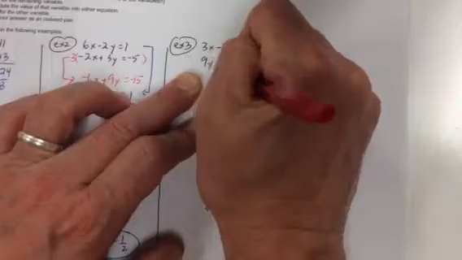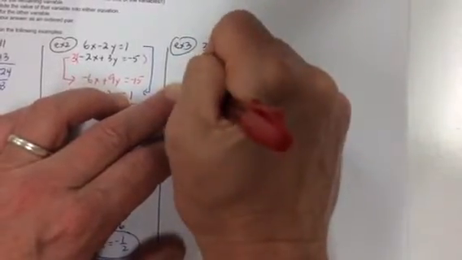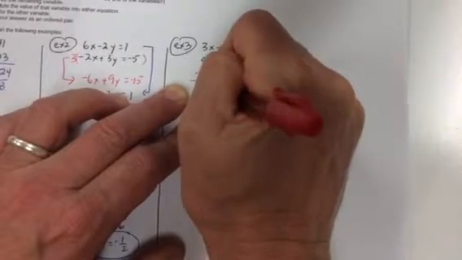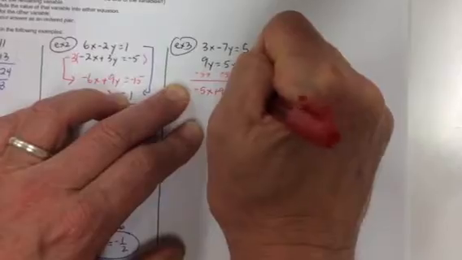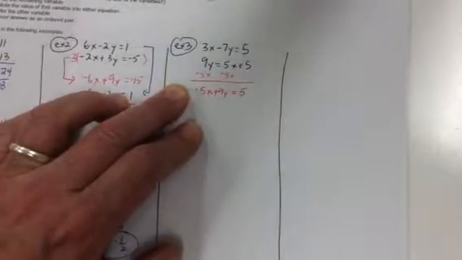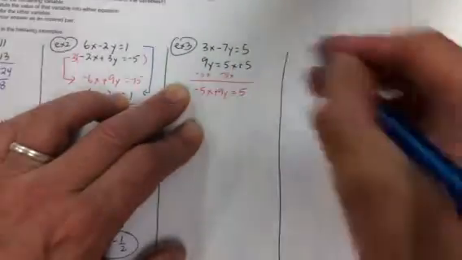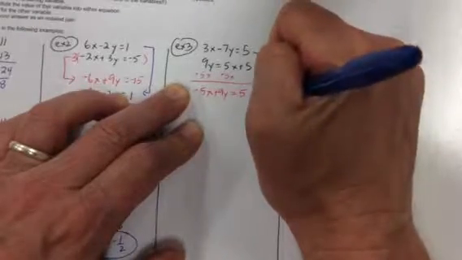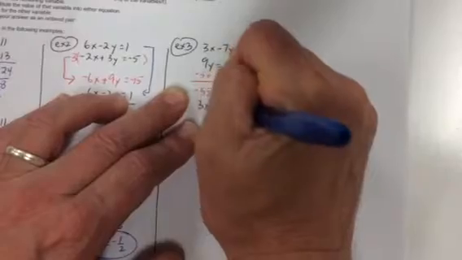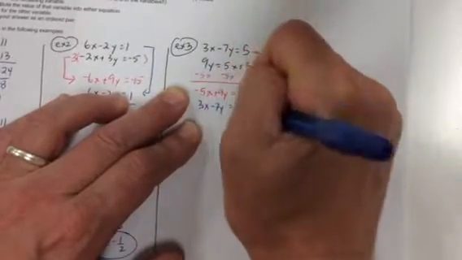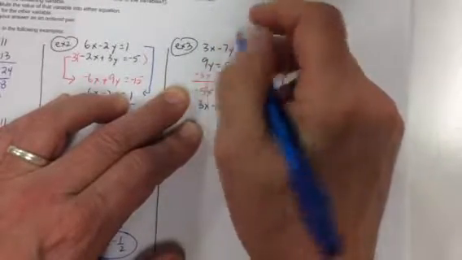So let's subtract 5x from both sides to put it in standard form. So we end up with negative 5x plus 9y equals 5. Then let's just rewrite the second equation down here. So we get 3x minus 7y equals 5.